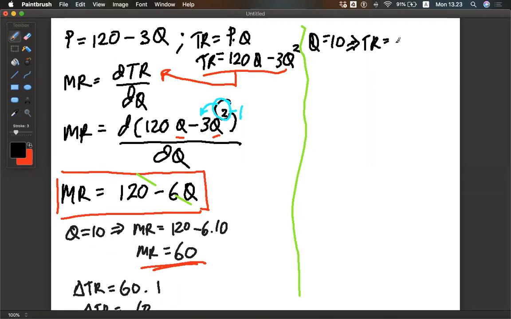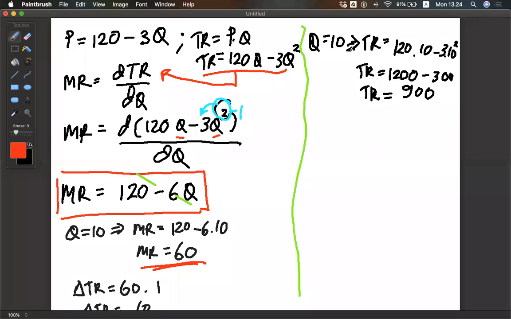Now, let's try to solve it. So TR equals 120 times Q. Q is 10, minus 3 times 10 quadrat, or 10 square. And then we will have TR equals 1,200 minus 300. The TR then will be 900. So this is the TR if the quantity equals 10.